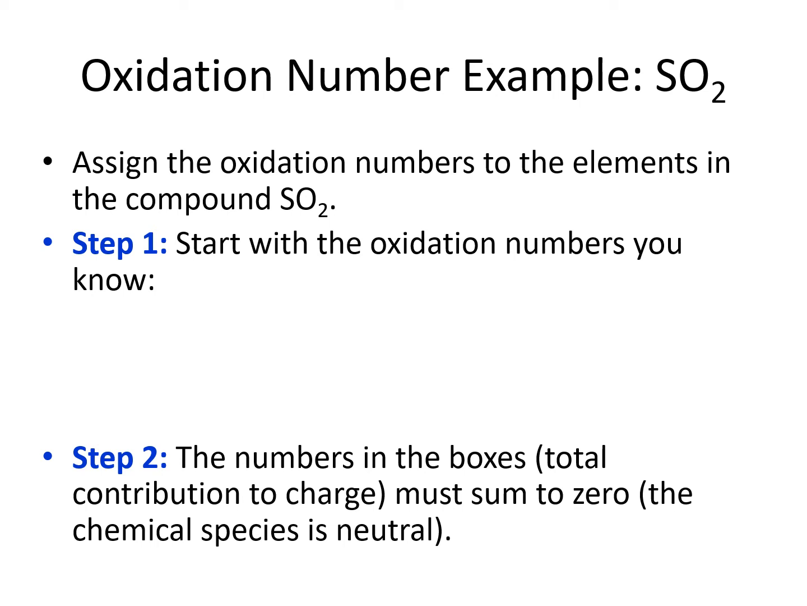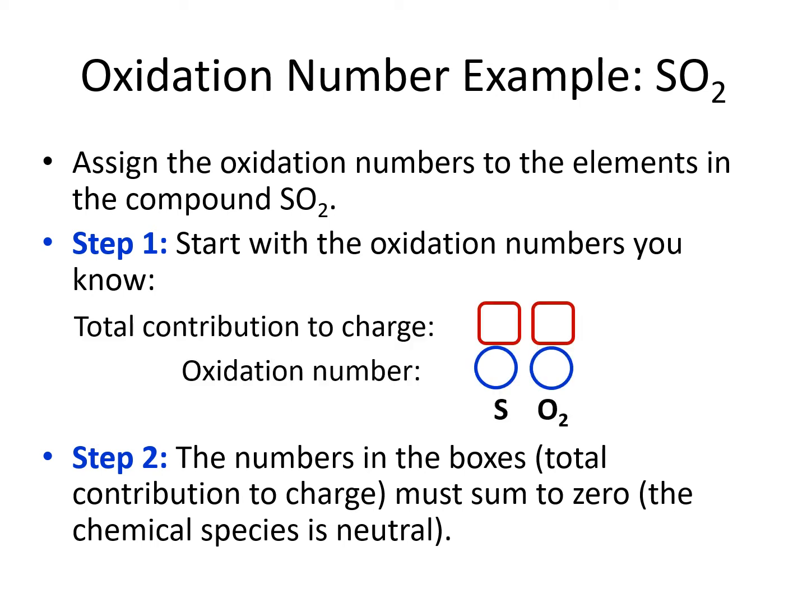Let's look at another example, SO2. Oxygen is on the list, but sulfur is not. So oxygen gets its typical -2. There are 2 of them, which makes a total of -4 coming from the oxygen. This is a neutral compound, so we're adding up to 0, which means there must be a +4 contribution to charge from the sulfur. And there's only one sulfur, so it gets that full +4 as its oxidation number.